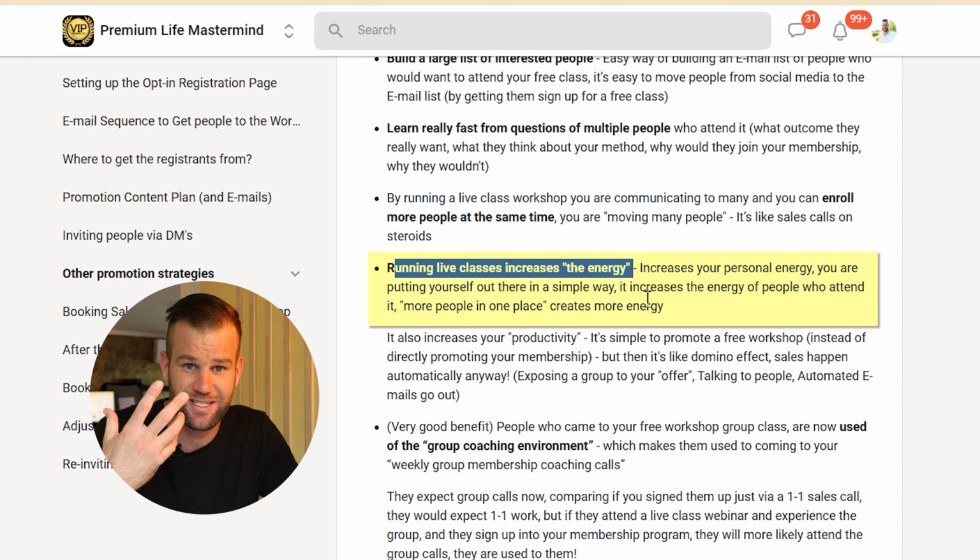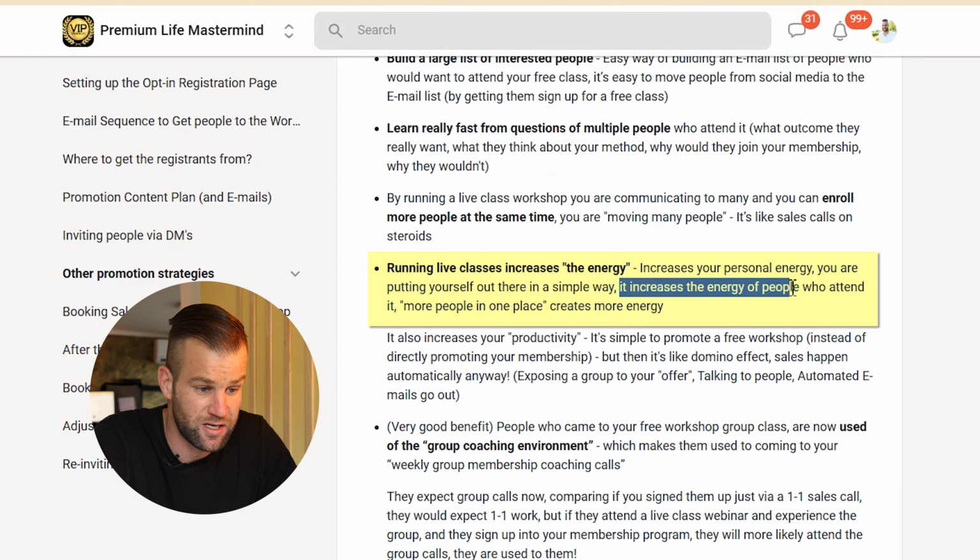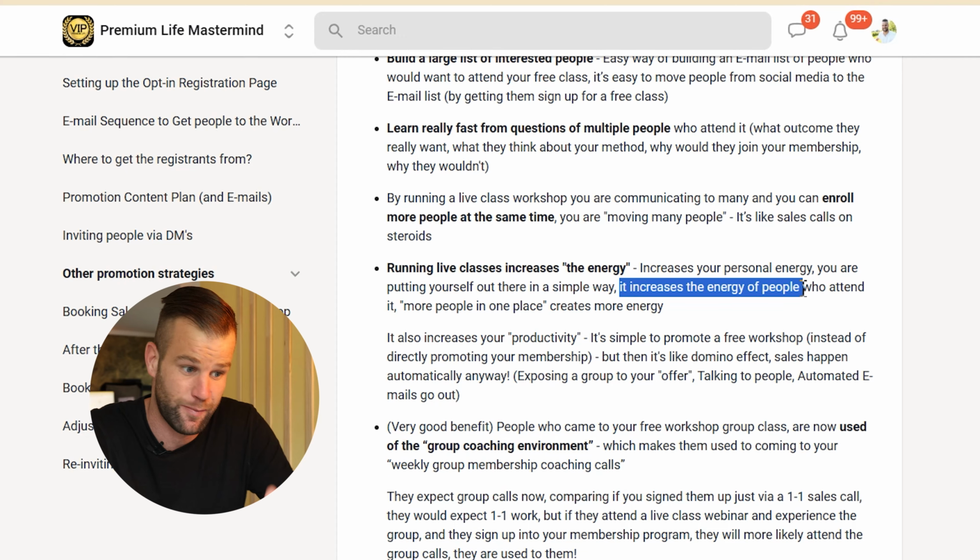So it increases your energy, and it also increases the energy of people who attend the Zoom class group environment. They're like, whoa, something's going on here. This person is leading us. We are all here on the same page. I would like to continue this energy. I would like to join this person's membership program so I can stay in this flow of energy that I'm experiencing and that's happening here.